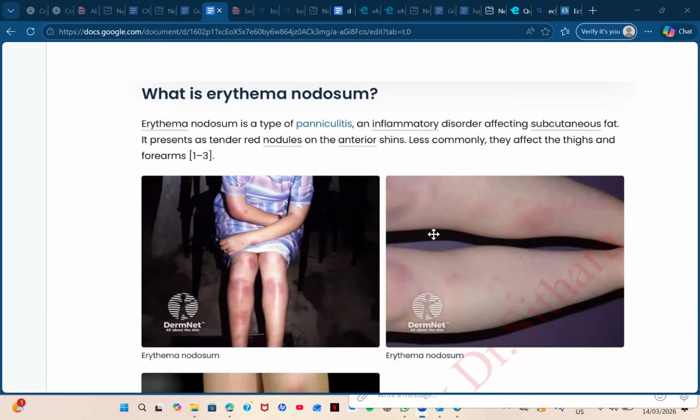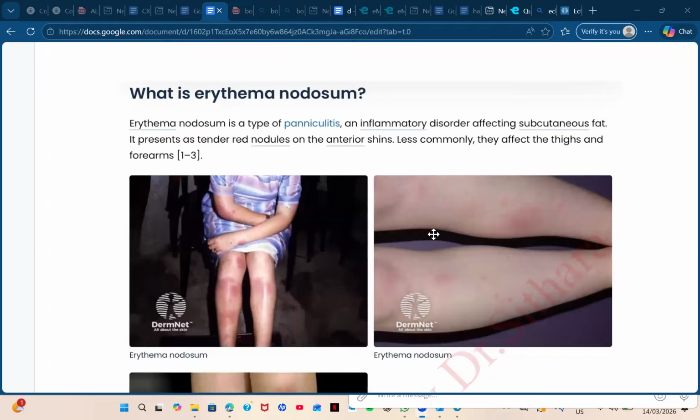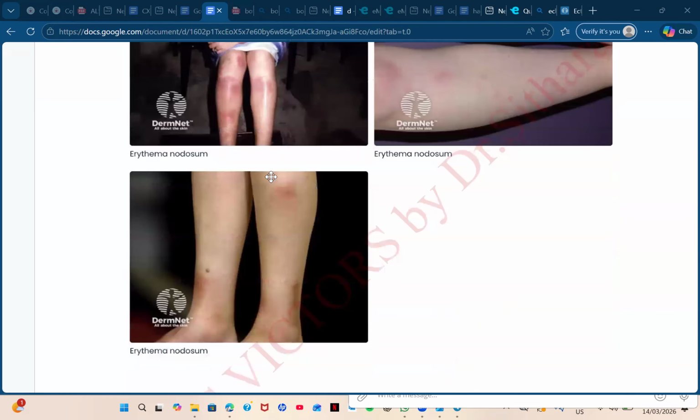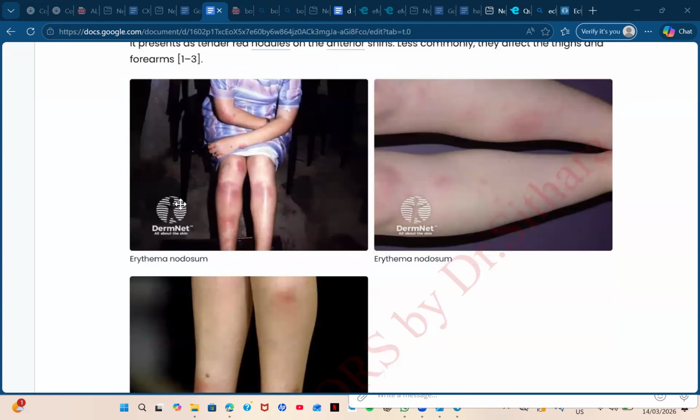And I forgot to tell about erythema multiforme. Are there any symptoms in erythema multiforme? There can be mild pain or mild itchiness, right? Okay.